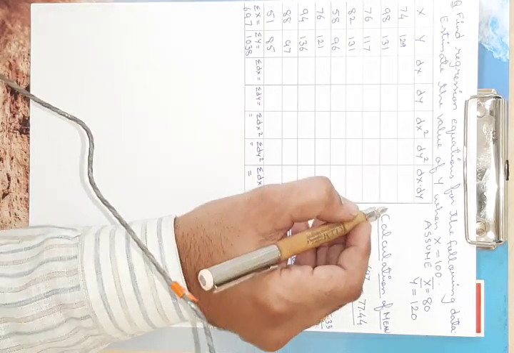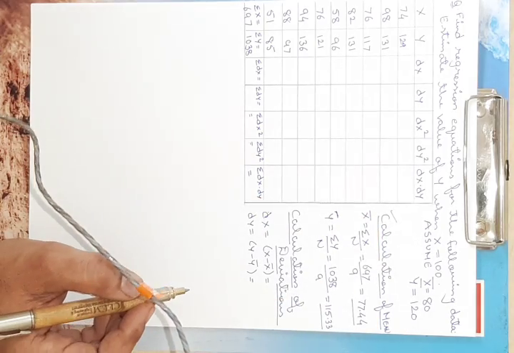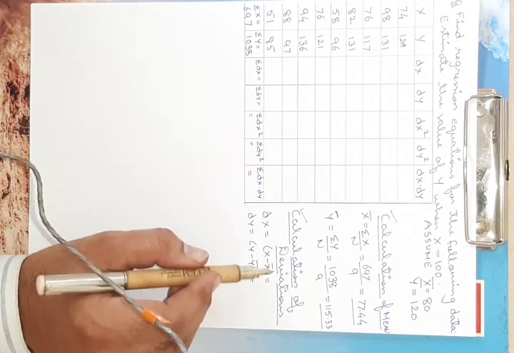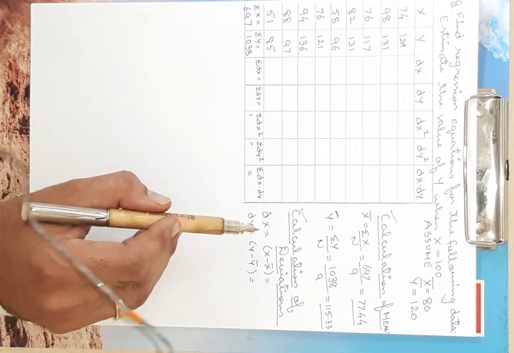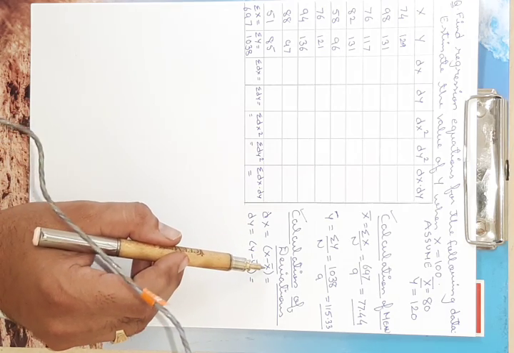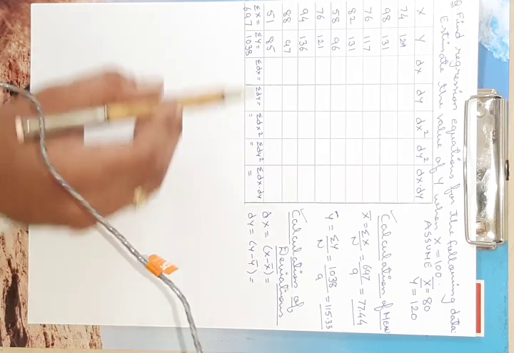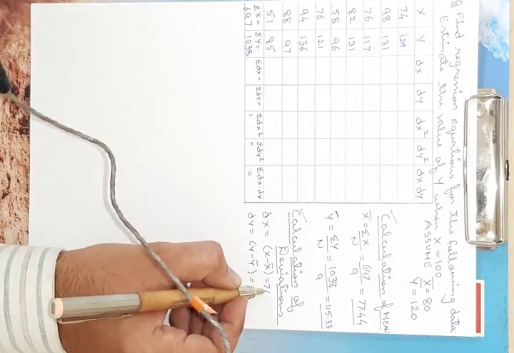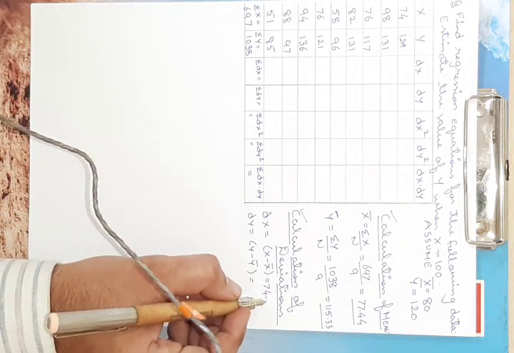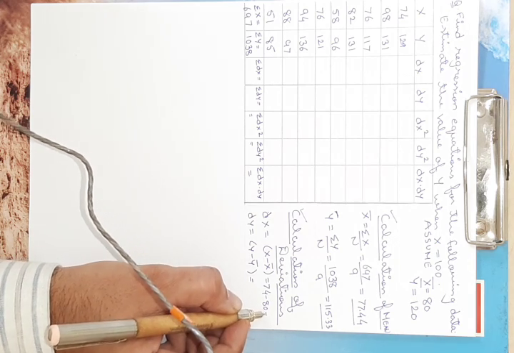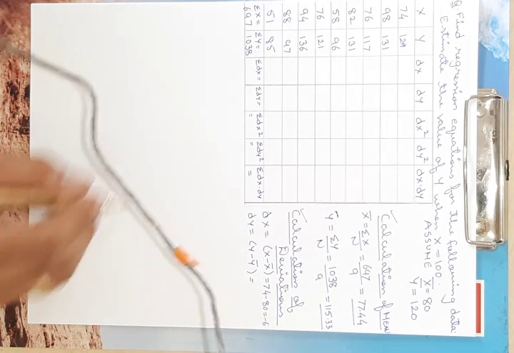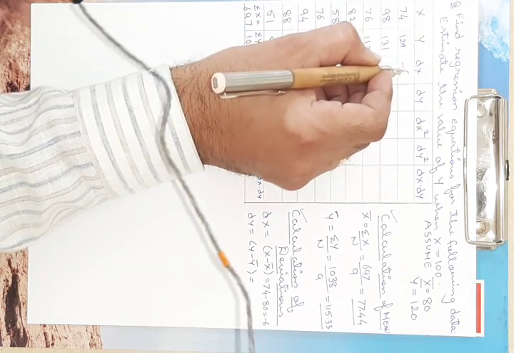Now the first step is we have calculated the value of the arithmetic mean. The second step is we need to calculate the deviation from the mean. First is dx, that means deviation from x bar, the mean of x. So in this case the first value is 74 minus x bar, assume x bar is 80, this comes out to be minus 6. So we write down here minus 6.